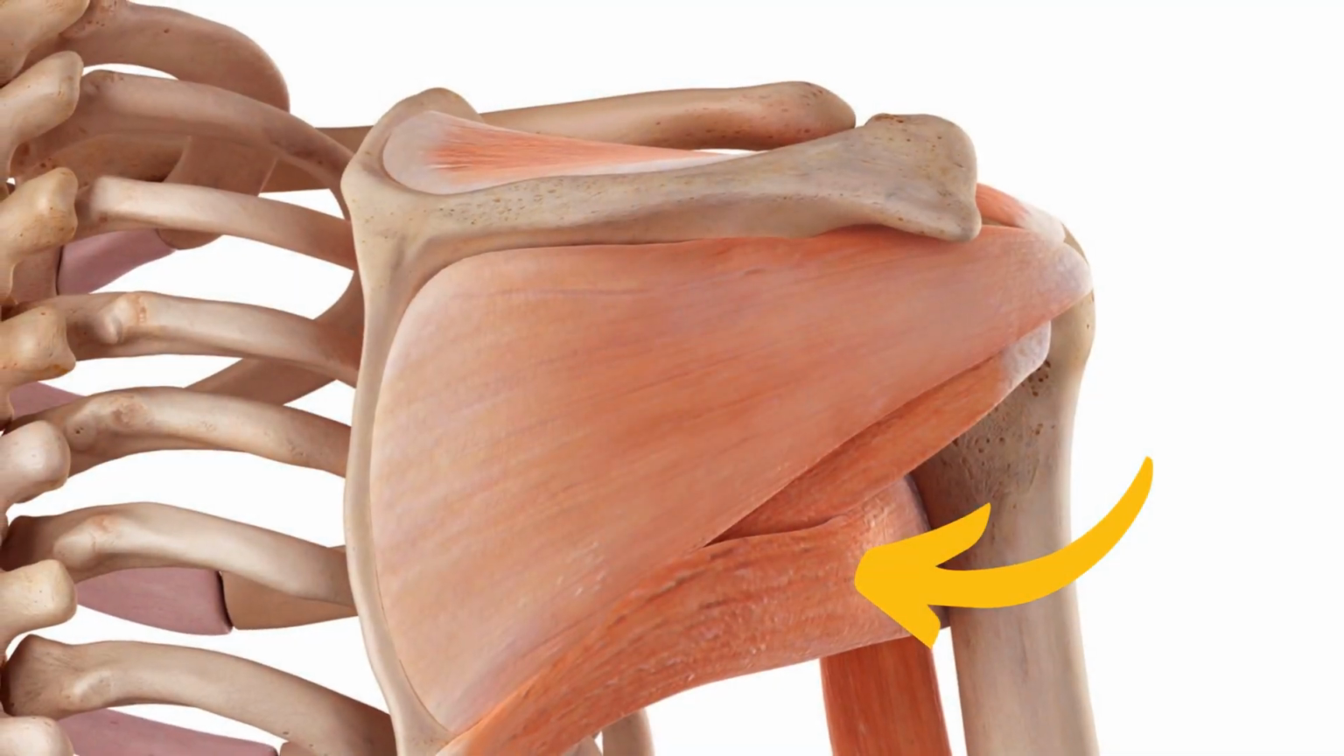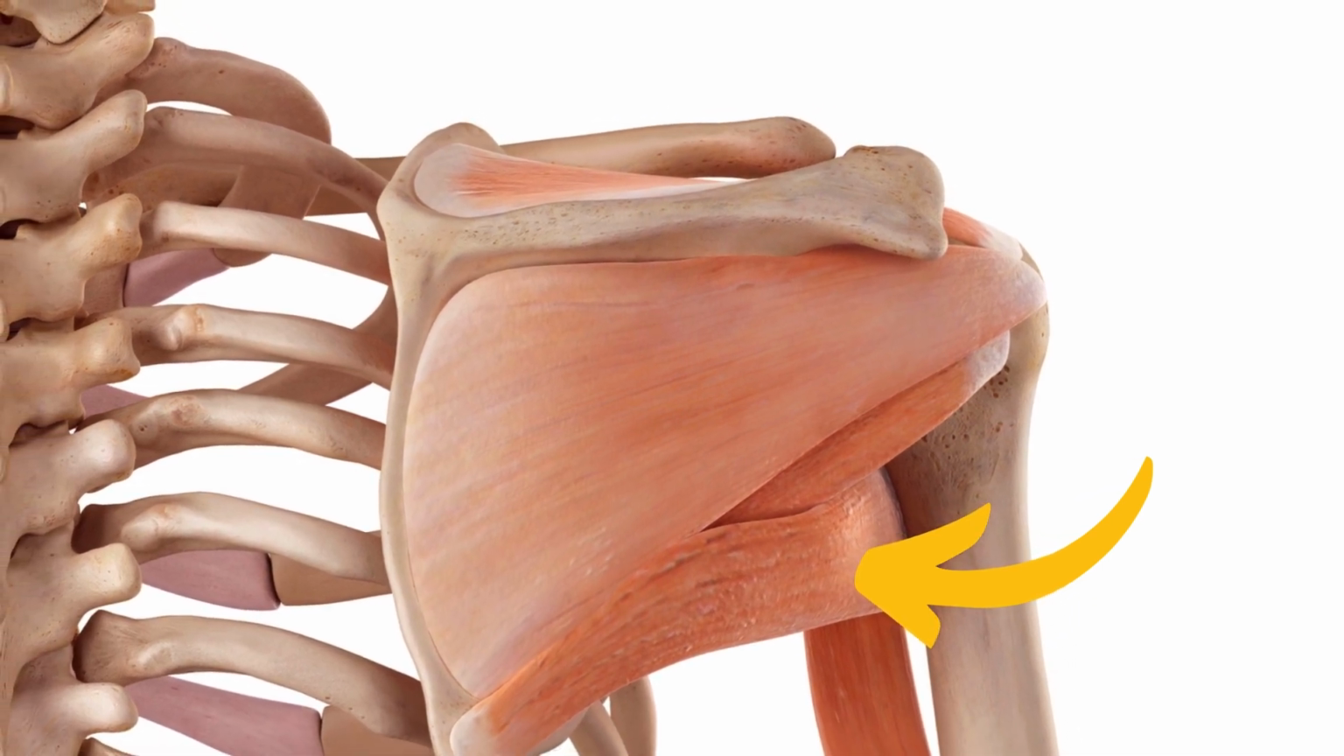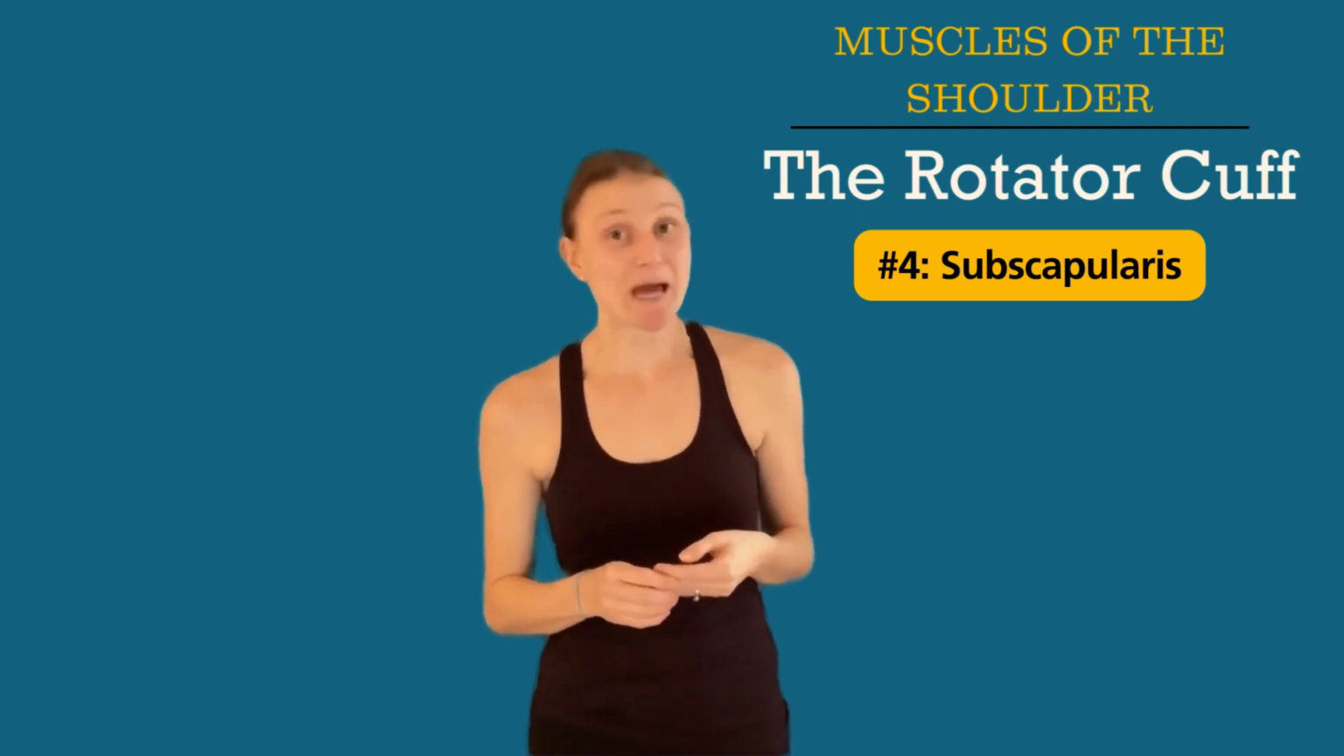Third rotator cuff muscle is teres minor. It's located right here. Teres minor attaches the bottom part of our shoulder blade to the back of the humerus. Its primary movements also include external rotation and what we call adduction, which is pulling your arm back in towards your body. The last muscle in the rotator cuff is called subscapularis.